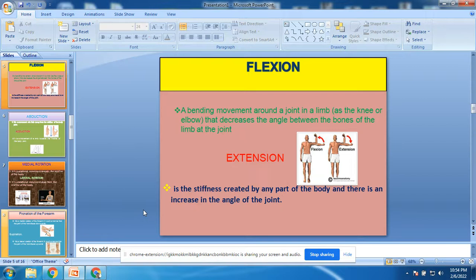First, flexion. What is flexion? A bending movement around a joint in a limb, as the knee or elbow, that decreases the angle between the bones of the limb at the joint. Like this. Extensions. It is the stiffness created by any part of the body, and there is an increase in the angle of the joint. Like this, arm extends away from the lower and upper parts.